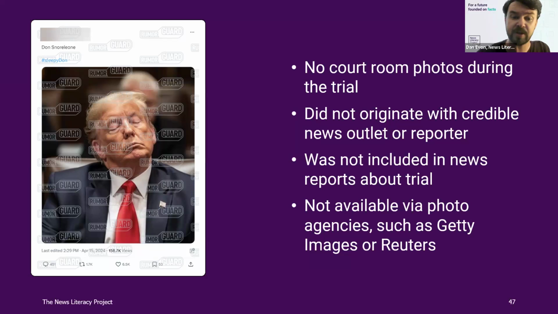And if you look at photo agencies, the people who would actually have access to take this sort of photo, it's not found on Getty or Reuters or the Associated Press. So this image by itself is convincing, but when we consider the surrounding context, we get an idea that this is probably not a real image.